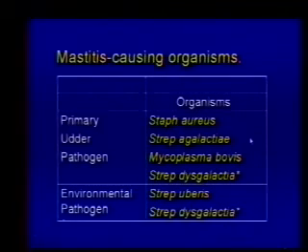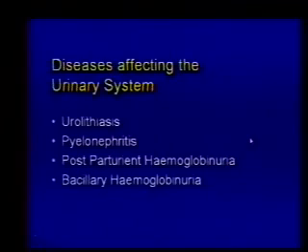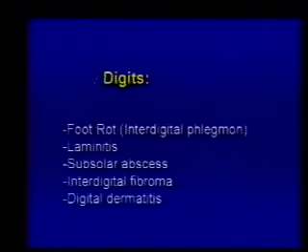positive bacteria. I want to bring to your attention some diseases affecting the urinary system. I've just listed them that I think you should be aware of. Urolithiasis. Remember that in bulls the urolith is in the sigmoid flexure. In sheep or in rams it is at the urethral process. Pyelonephritis, postparturient hemoglobinuria, which is a hypophosphatemia, and then bacillary hemoglobinuria, which is a Clostridium hemolyticum infection. I think that you should review these conditions.